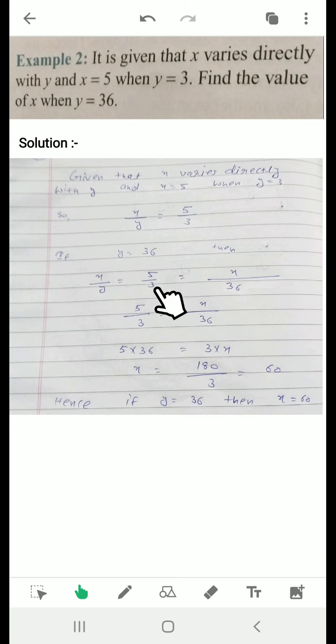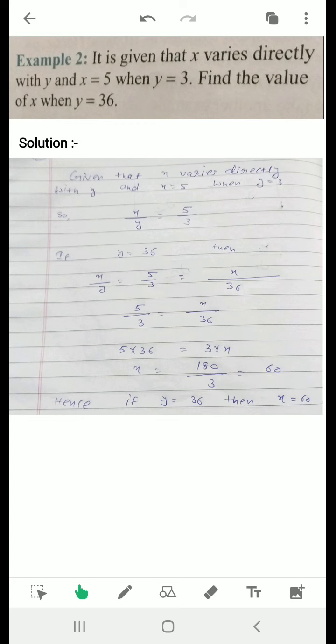This is x1, this is y1, this is x2, this is y2. Again cross multiply and we will solve, and we will get that if y equals 36, then x will be equal to 60.